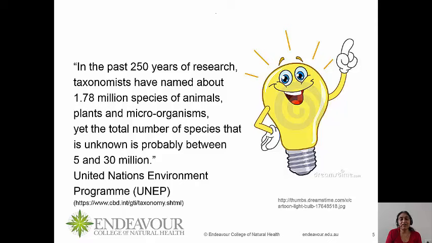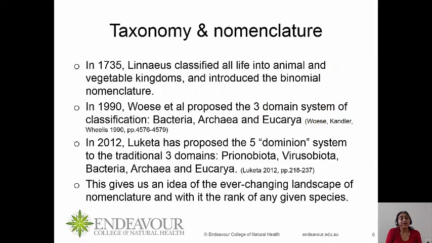Although we use taxonomy to make our lives much easier when we learn plant remedies or animal remedies, there are still so many species that we do not know. And this whole hierarchy is always in a state of flux. Now, in 1735, Linnaeus classified all life into animal and vegetable kingdoms, and he introduced the binomial nomenclature.